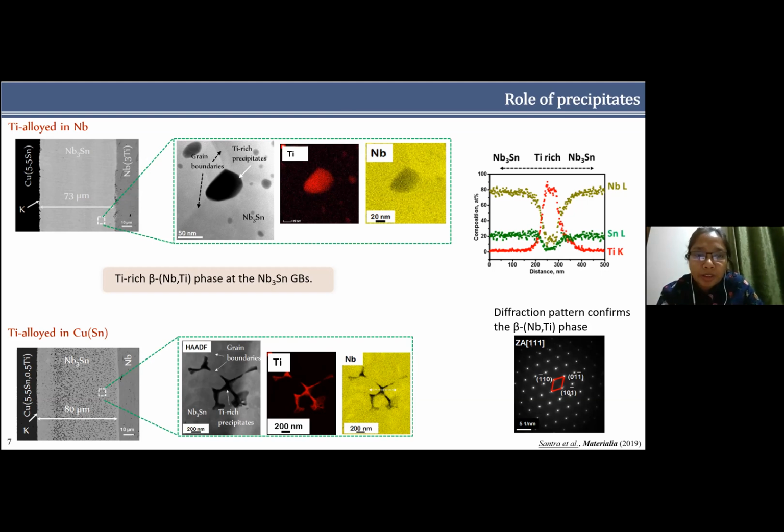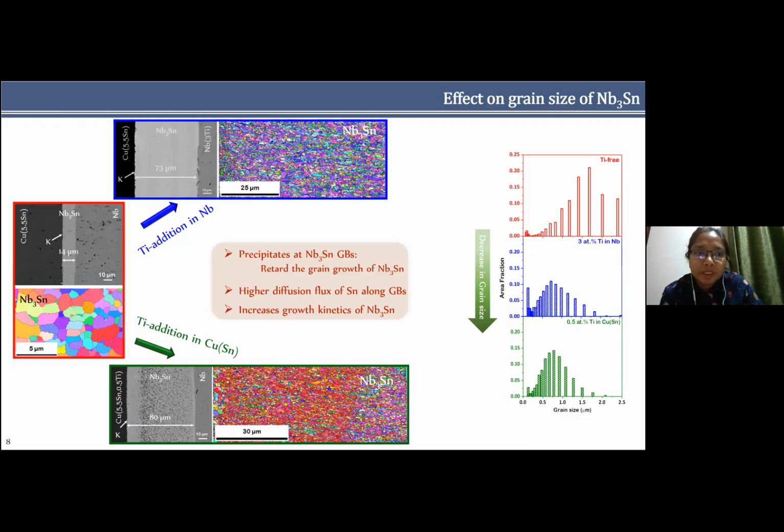One important factor I would like to draw your attention to is the location of these precipitates. You can see these precipitates are located exactly at the grain boundaries of Nb3Sn. Since they are present at the Nb3Sn grain boundaries, we have a question: do these precipitates have any role in the grain refinement of Nb3Sn? To quantify this, we examined with the electron backscatter diffraction tool, commonly known as the EBSD method.